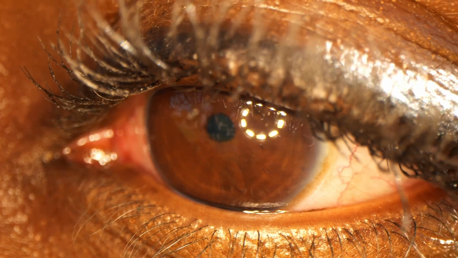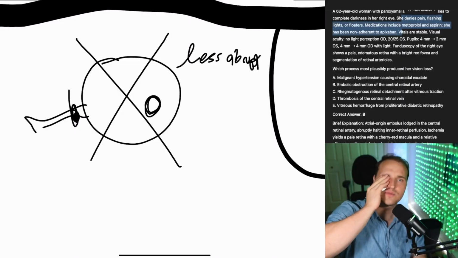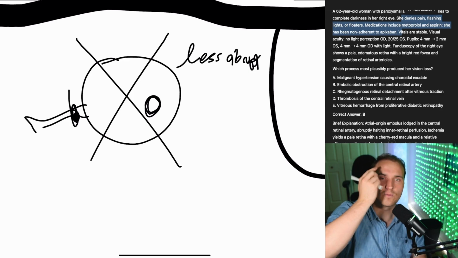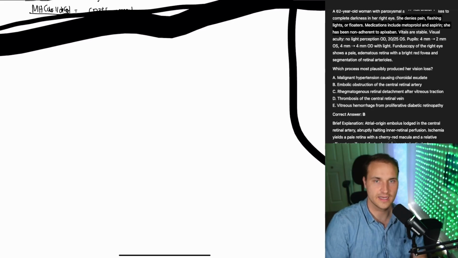But this is actually kind of crazy, right? Because imagine your whole world just goes dark in the blink of an eye. That happens when you have a central retinal artery occlusion. The retina turns basically ghost white, and the fovea is still fed by the choroid, so it's still going to be a candy apple red. And you can even do a swinging flashlight test if you want to see the afferent defect. Next thing you have to know for Step.